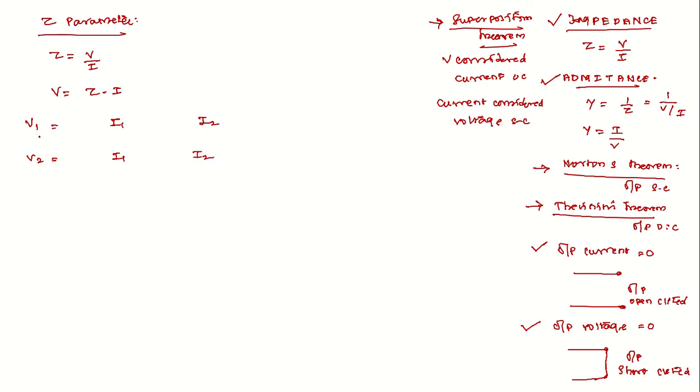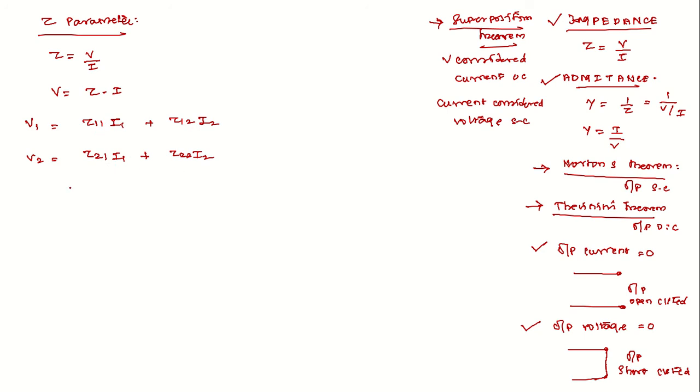So your V1, V2 and your I1, I2. Okay, so we can write it as: this is called your Z11 and this is called your Z12, Z21 and this is called your Z22. In the middle you will have plus and plus. Now we want to find the values of your Z11, Z12, Z21 and Z22.